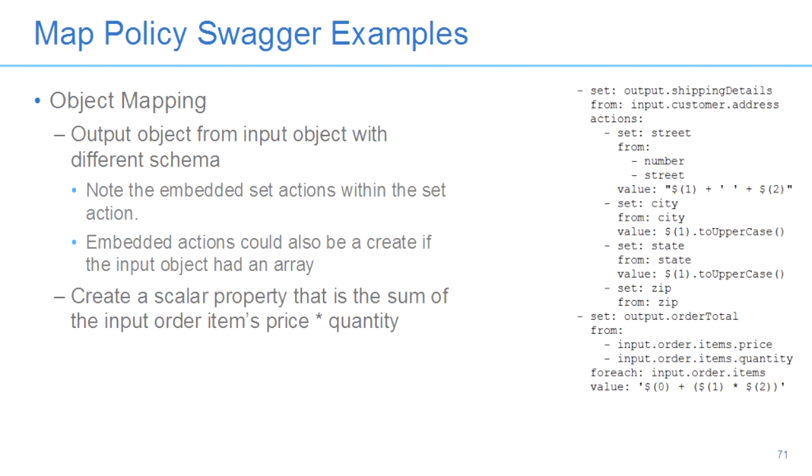So here's some object mapping examples. In this case, the output object from the input object is going to be using a different schema. And this is a case where there's actually some embedded actions. I'm going to be setting my shipping details object from my input customer address. And then within that, I've specified additional actions where I'm going to be doing a set of the street from a concatenation of the input data from number and street.